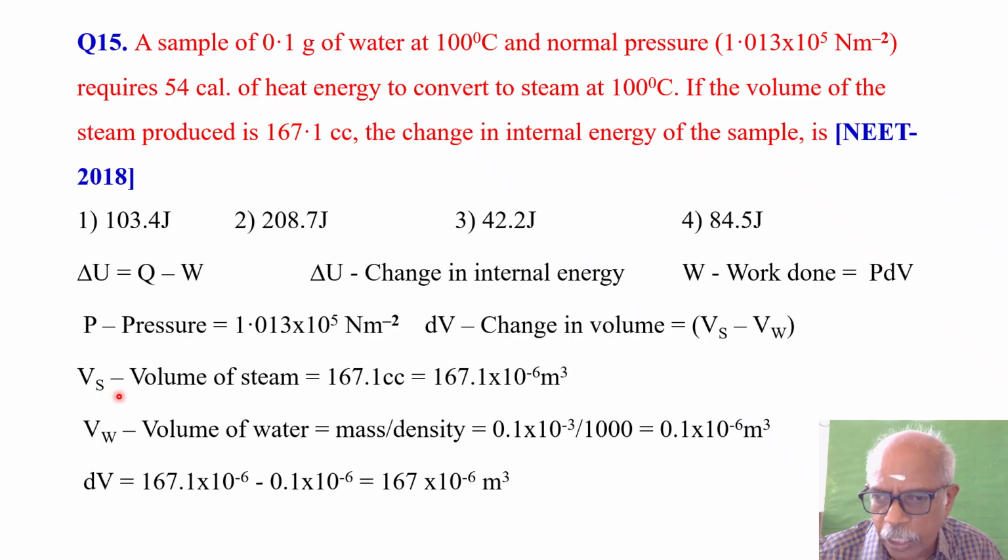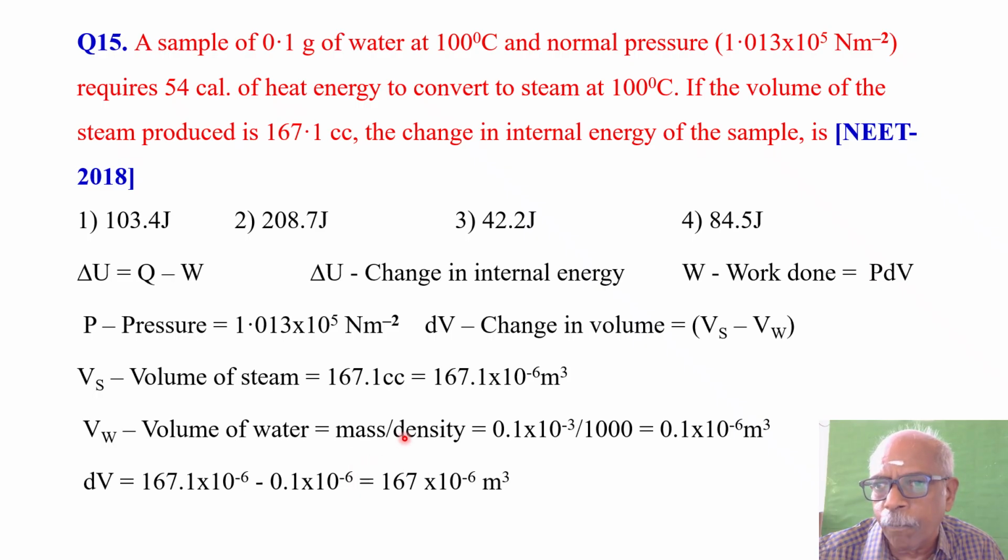What is volume of steam? Vs, volume of steam, 167.1 cc. That is equal to 167.1 into 10 power minus 6 meter cube. You have to convert it into SI units. So cubic centimeter, when it is converted into meter cube, is 10 power minus 6. That you know very well. Okay, so Vw, volume of water. Is it given, sir? Not directly given, but indirectly given. So we know that density is equal to mass by volume. So volume is equal to mass by density. So volume of water is equal to mass of water divided by density of water.